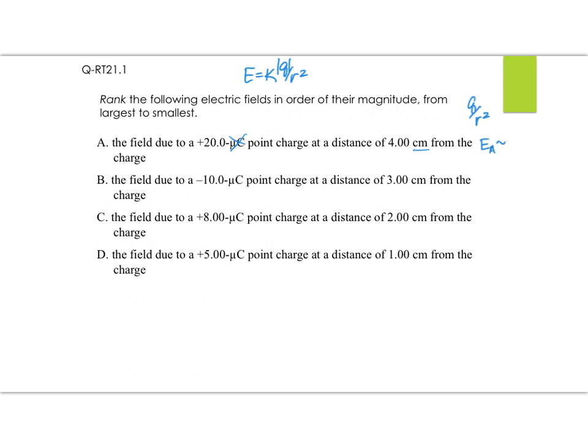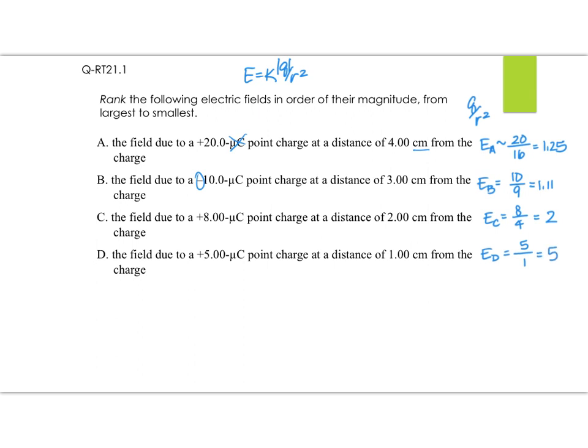For A, it's proportional to 20 over 4 squared, which is 20 over 16, which is 1.25. For the field described in part B, our charge is 10. Remember, we're using magnitude, so we're going to ignore the negative sign. 3 squared is 9, so that's 1.11. For C, we'll use 8 for the charge. We'll square 2 and get 4. That gives us 2. And finally, for D, we have 5 over 1 squared, and that is just 5.